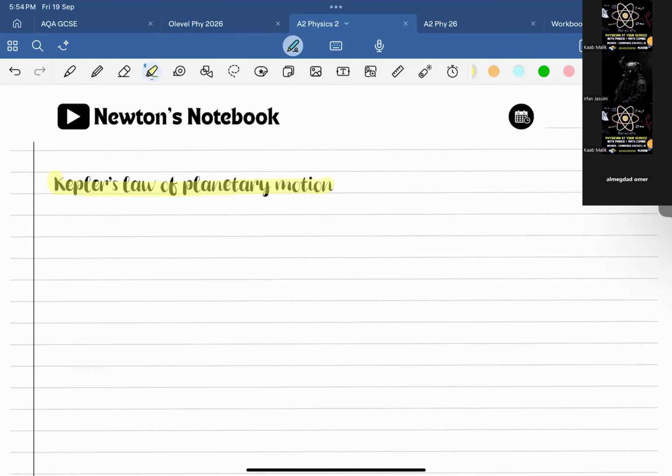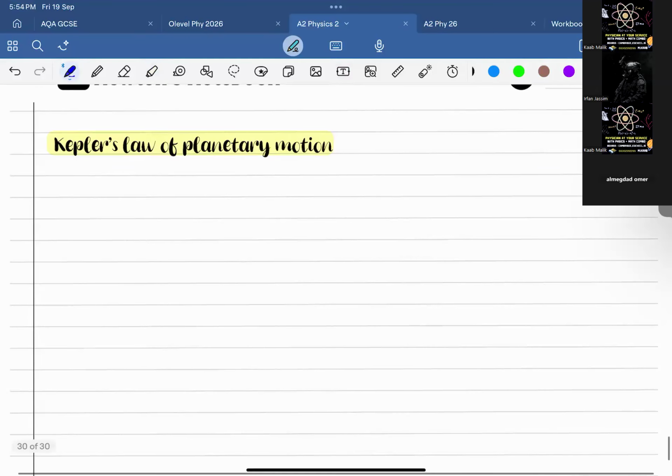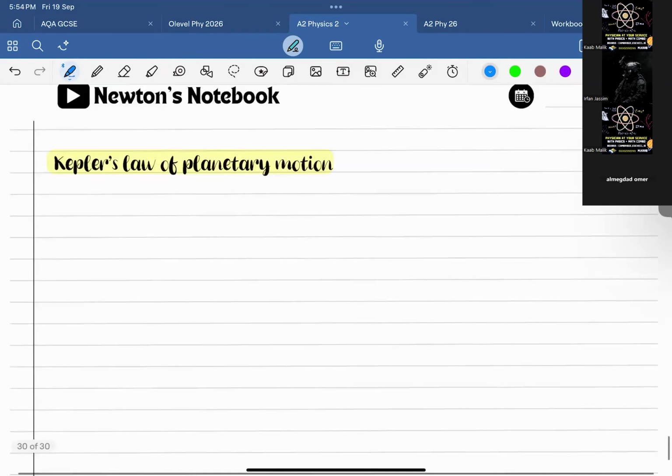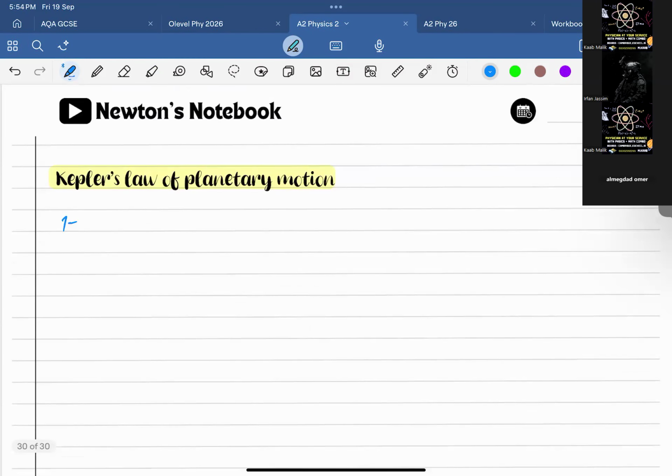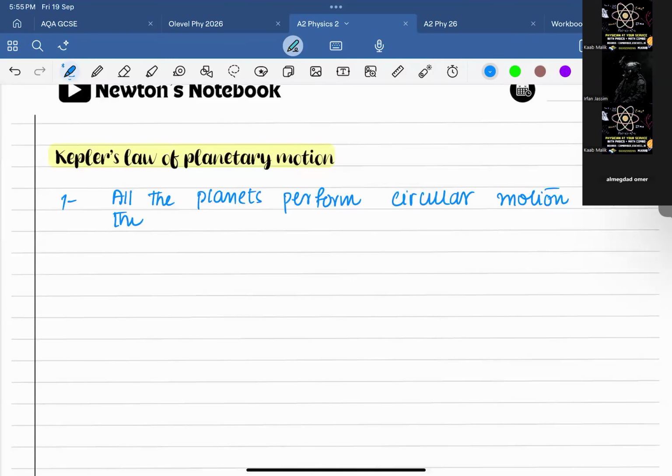So first, write the laws that we have. The first is: all the planets perform circular motion around the star, sorry, around the sun. Okay, this is the first thing, right?